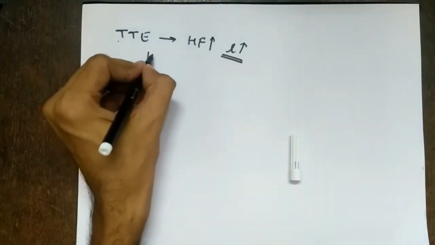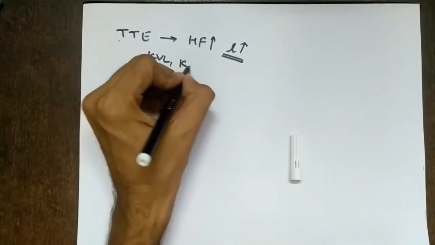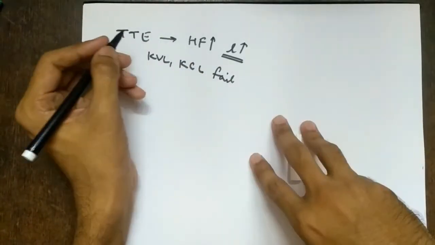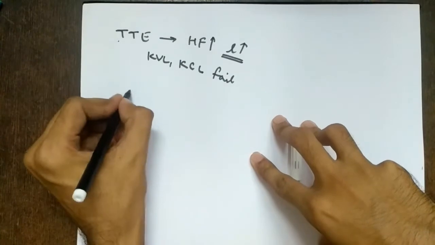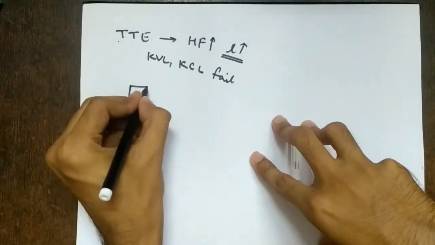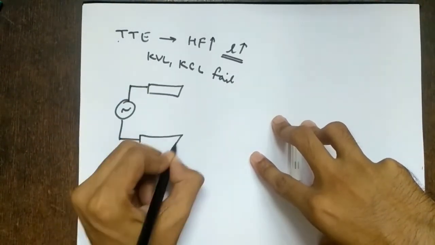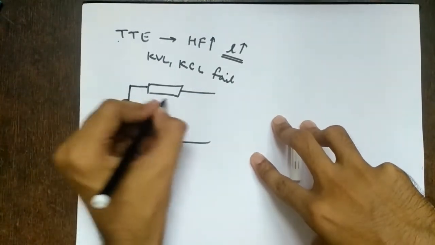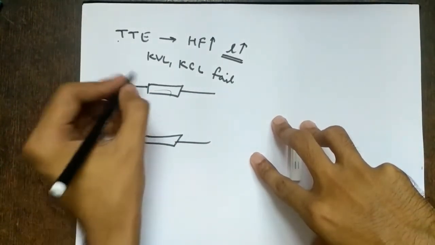Because of this transit time effect, KVL and KCL fail. So the question arises: how do we analyze the transmission line? If I have a transmission line, we are not interested in the load as of now, so we will not draw it. This symbol is for a transmission line, remember.